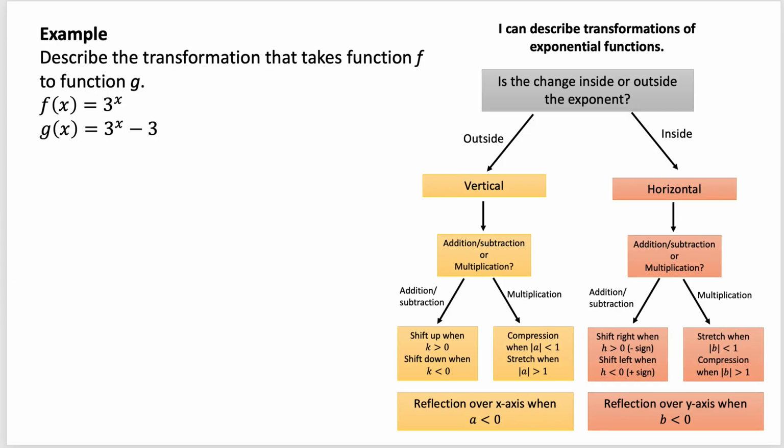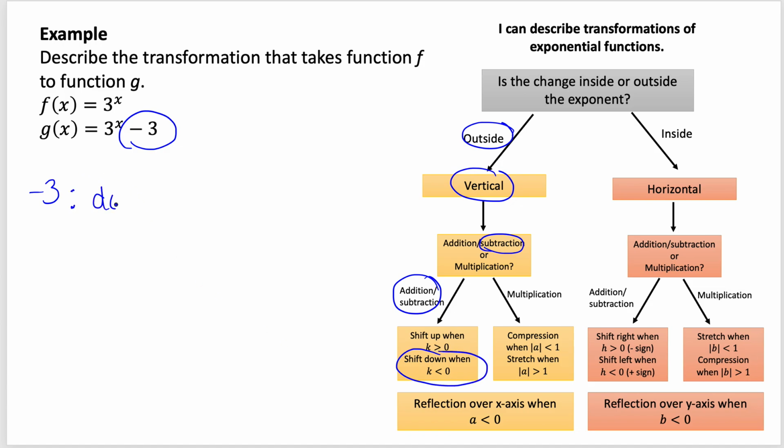So let's try looking at some examples of equations and think about the transformation that occurs. f of x is going to be some version of the parent function. In this case, f of x is 3 to the x. We need to think about what happened in the transformed function. In the transformed function, we added on this minus 3. So let's use this flow chart. Is it inside or outside the exponent? It's outside the exponent, so it's going to be a vertical change. We're subtracting that 3, which tells us we are going to have a shift down because that 3 is less than 0. So this is going to move the graph down 3 units.